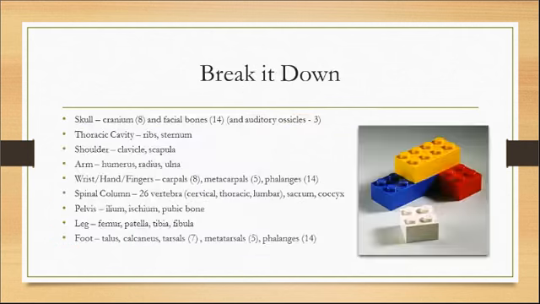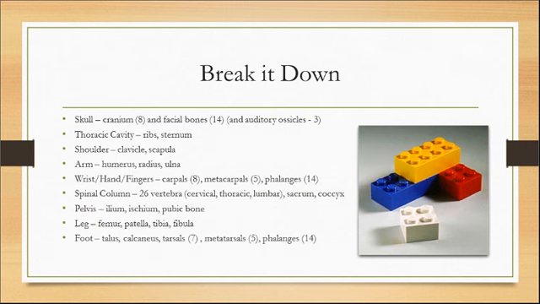Looking at our skeleton broken down into pieces as if we were built by Legos, here's kind of how the breakdown happens. Our skull consists of our cranium, which is 8 bones, and our facial bones, which are 14. We do have 3 bones that are found in our ear. They're known as the auditory ossicles. Again, there's 3 of them.